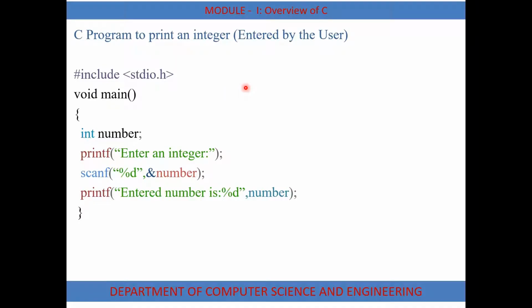C program to print an integer entered by the user. The program starts with the header file #include <stdio.h>. Then the main function. Code execution begins from the start of this main function. Here we need to print an integer. So let's consider a variable number. We need to print an integer, so its data type is int number. So this is a variable declaration.